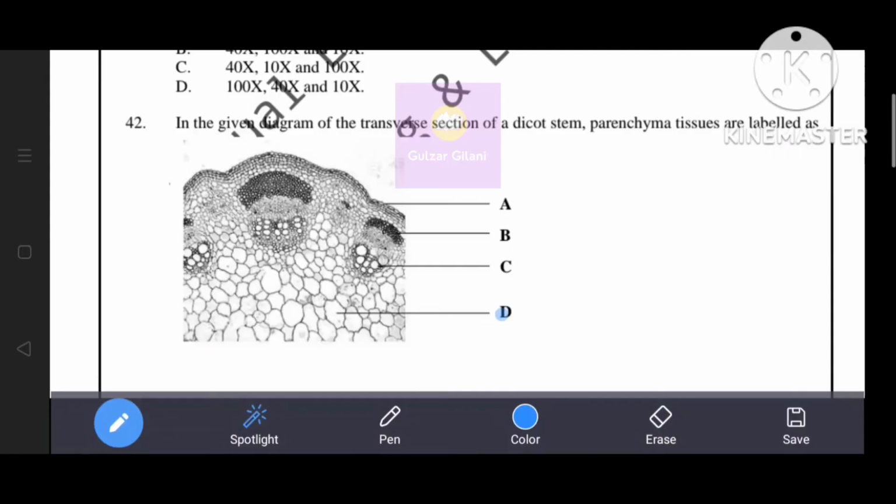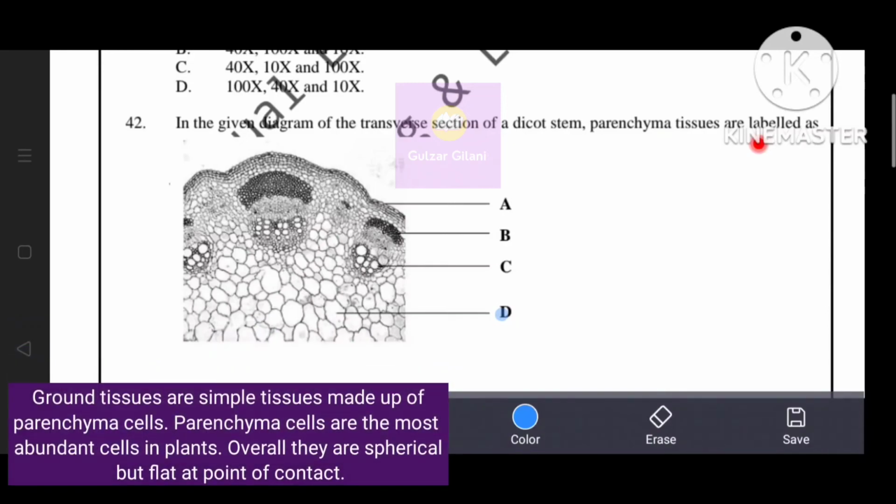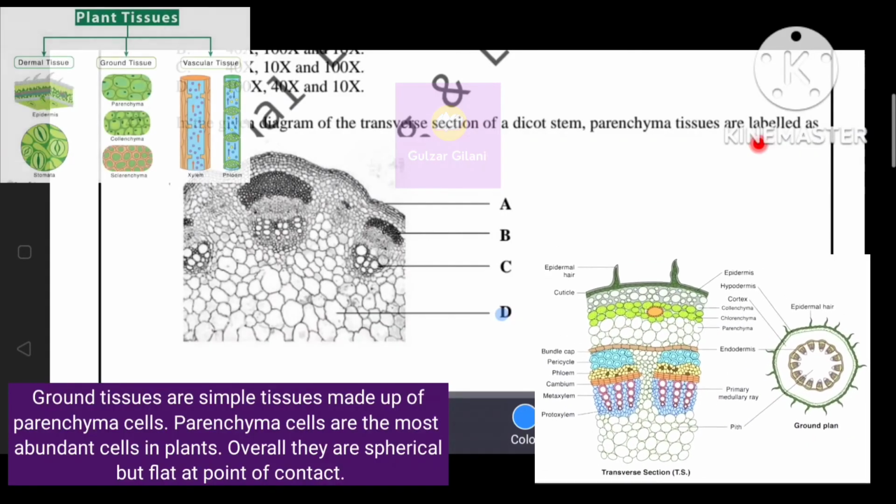नेक्स्ट क्वेश्चन. In the given diagram of the transverse section of a dicot stem, parenchyma tissues are labeled as, you know, ground tissues are simple tissues made up of parenchyma cells. Parenchyma cells are the most abundant cells in plants. Overall, they are spherical but flat at point of contact.